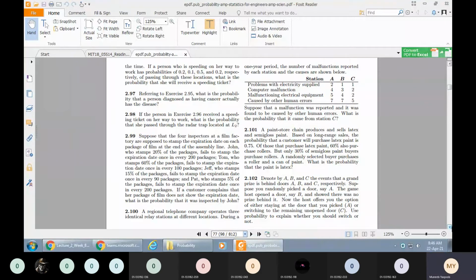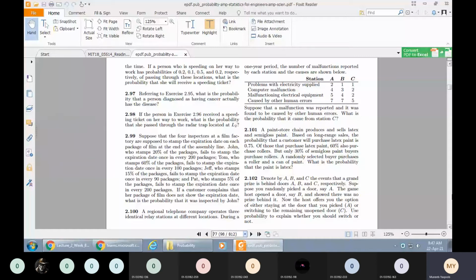So this is the situation where a customer can buy two different types of paints. The probability that he will buy the latex paint is 75%, and the semi-gloss paint is 25%. After buying the latex paint, the probability that the customer will buy the roller as well is 60%. Similarly, after buying the semi-gloss paint, the probability that the customer will buy a roller is 30%. Okay. Now, what is the question? They are saying that a randomly selected buyer purchases a roller and a can of paint. That is, a customer buys both the roller and a paint can.